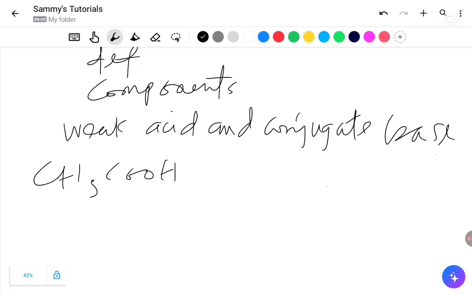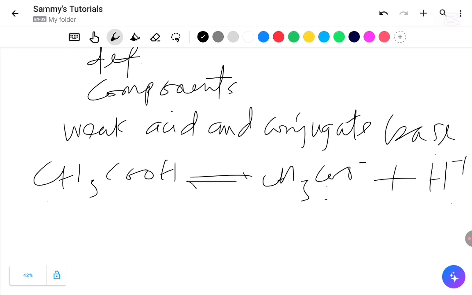CH3COOH. Now, when this dissociates, it will give you something like this. You have CH3COO minus plus H plus. Okay, now this is acetic acid, which is the weak acid. This is acetic acid, the weak acid. Then this is the conjugate base, and this is its proton.